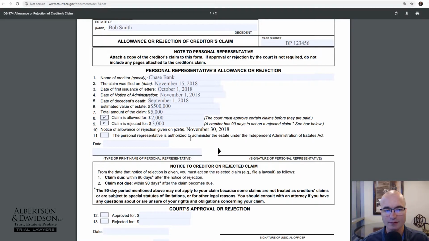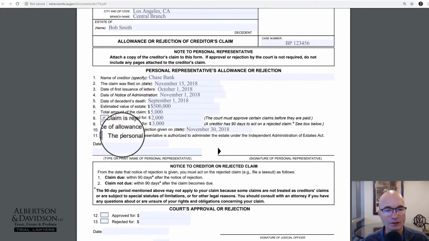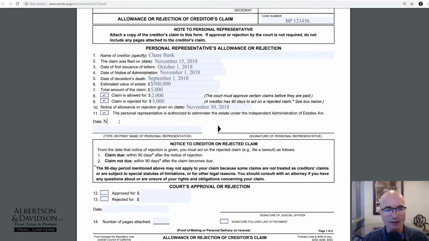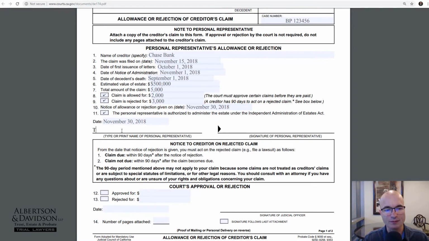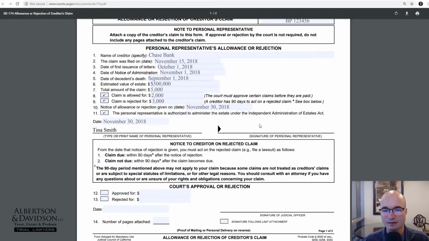And then the personal rep is authorized to administer under the Independent Administration of Estates Act. The court just wants to know whether or not the personal rep has independent powers. So if so, check that box. If not, don't check that box. You'll know if this is the case because if you go back and look at the letters of administration, it'll tell you whether independent powers were granted. So just go ahead and click that box if it is. And then we're going to put the date that we're doing this allowance and rejection. And then we're going to put the name of the personal rep, which is Tina Smith, and then Tina's going to sign this.